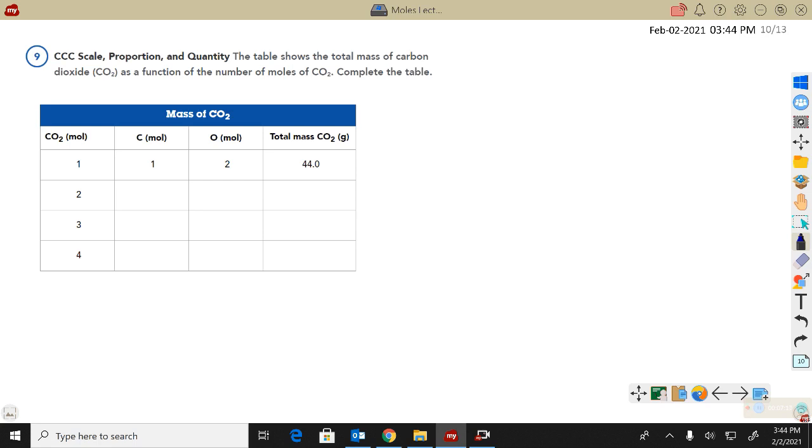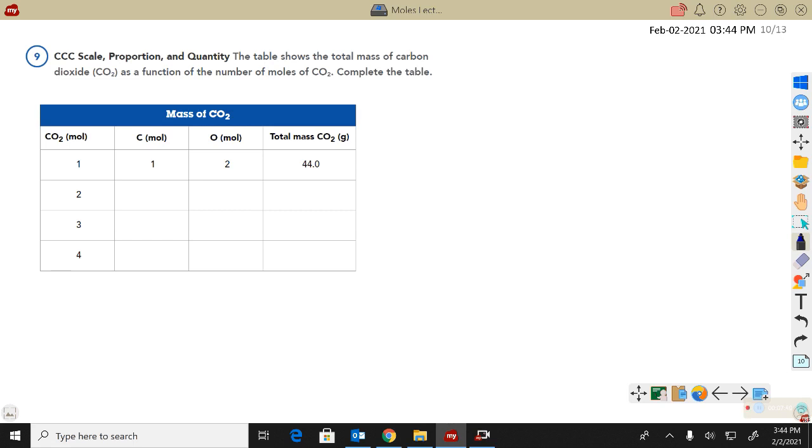So let's check out number 9. The table shows the total mass of carbon dioxide as a function of the number of moles of CO2. Complete the table. Okay, so this is going to be so easy. Check out what they've already filled in. 1 mole of CO2. So if I had a mole of CO2 molecules, it would break down to form 1 mole of carbon atoms and 2 moles of oxygen atoms. I'm just looking at the ratio of atoms in the formula.